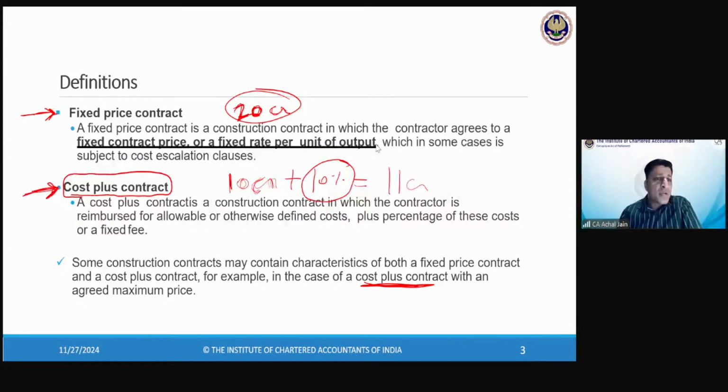Okay. Kasak is asking about escalation. See, we are not yet done. So there are a lot of points which are going to come. We'll discuss all of these: escalation, variation, all of these things we'll discuss.